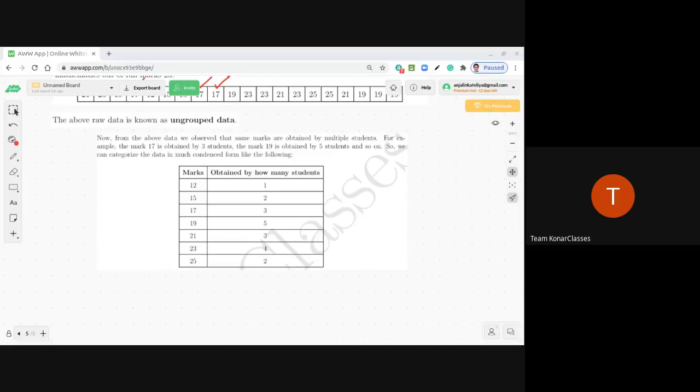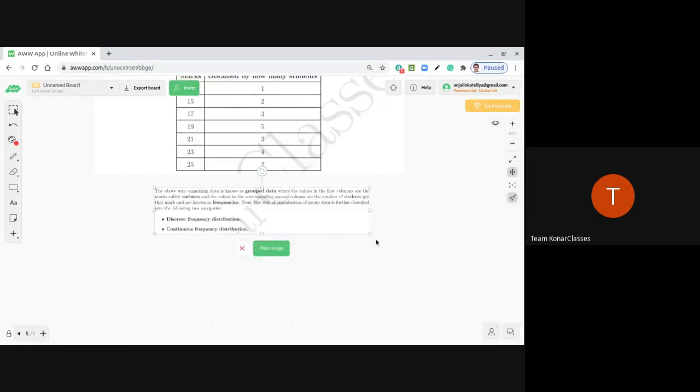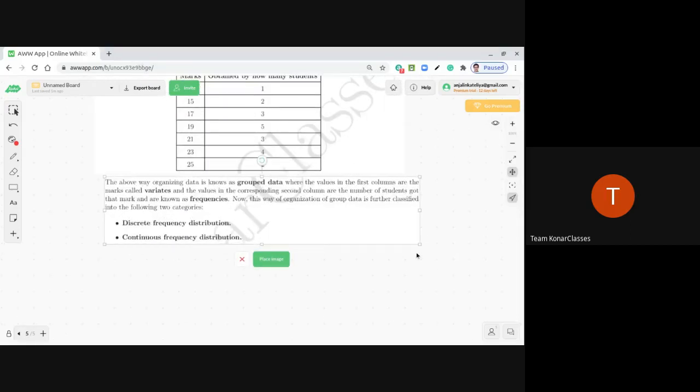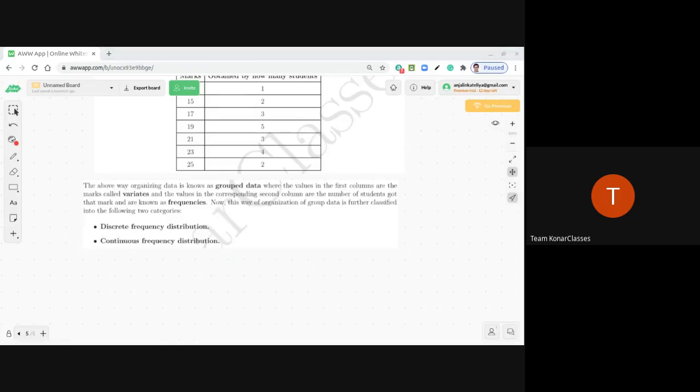And in the group data there are 2 things. The value in the first column is known as the variates, and the corresponding value in the second column is known as the frequencies. Now, the way of organizing of the group data is further classified into 2 categories. And what are these 2 categories, dear students? The first one is called the discrete frequency distribution, and the second one is the continuous frequency distribution, as you see in front of your screen, dear students.